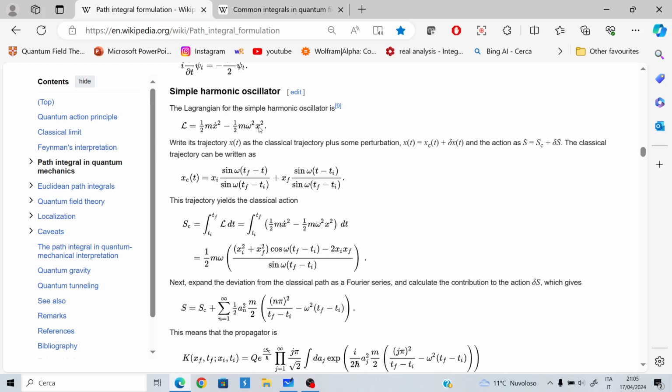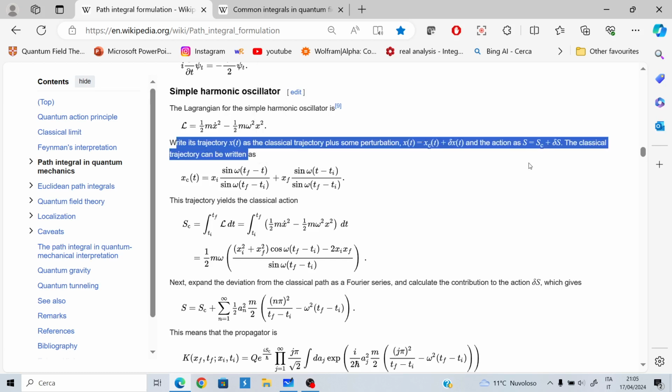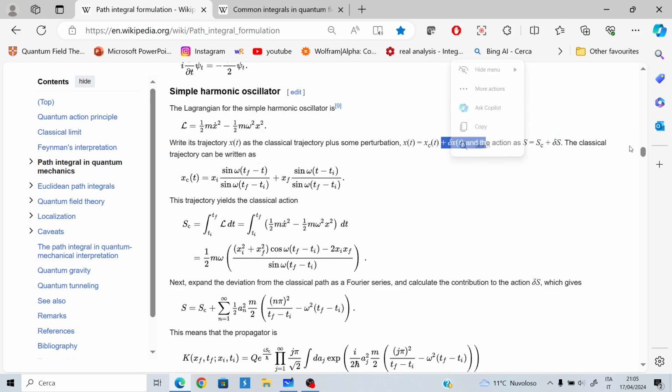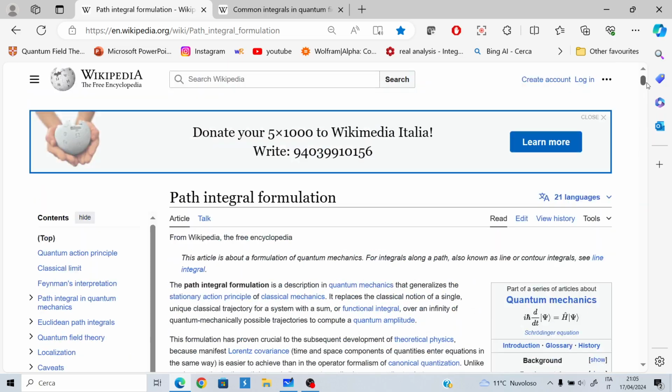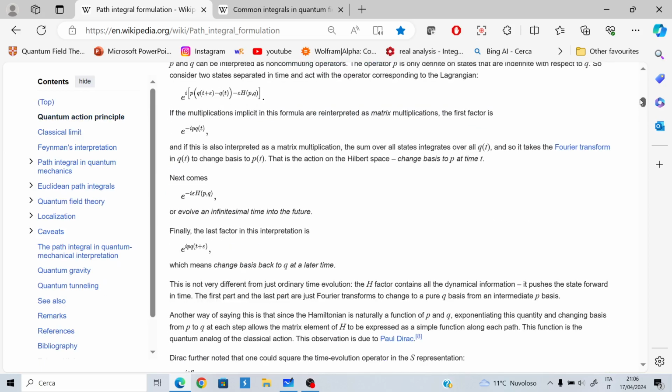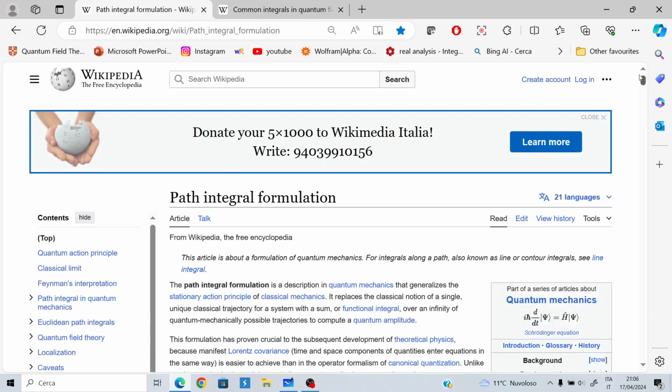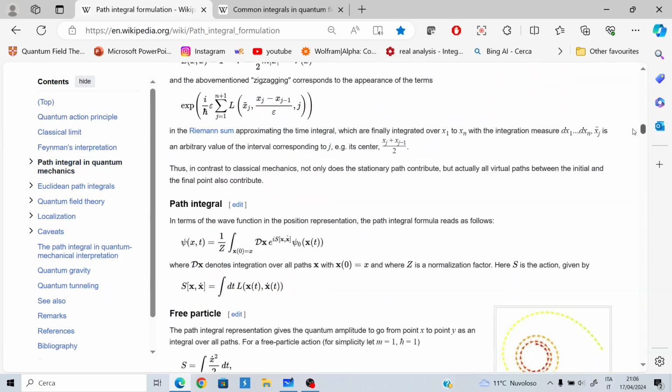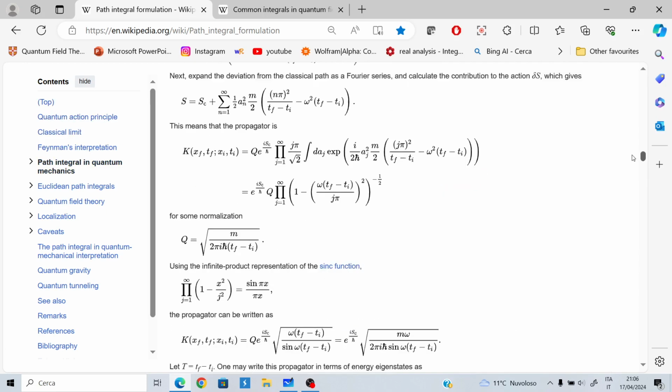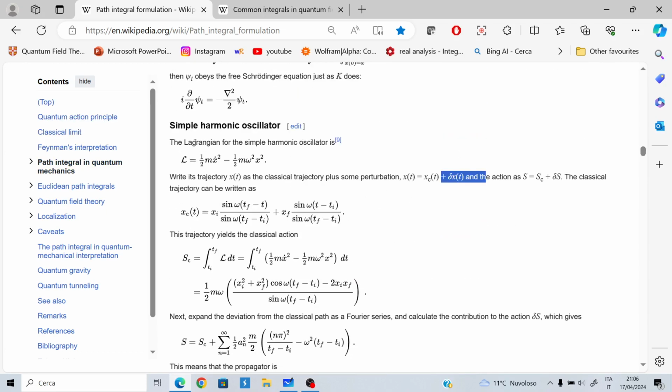times the angular frequency of the oscillator squared, times the displacement with respect to the rest position of the oscillator, squared. Now, what Wikipedia writes here, and by the way, we are on the path integral formulation page of Wikipedia. You can just type path integral formulation and go to the Wikipedia page, and you should be redirected here. And you have this section on the simple harmonic oscillator.